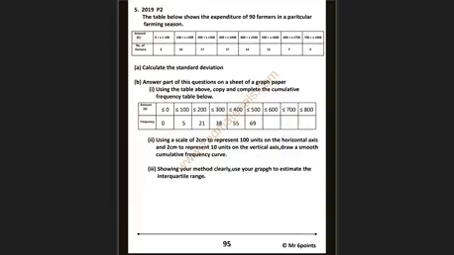And ungrouped data will come in such a way that you will not have groups. It will be more like this, only one number like that. Then you just know that here we are talking of ungrouped data. Now there's a question that always comes. This question carries 6 marks, where you have to calculate the standard deviation.